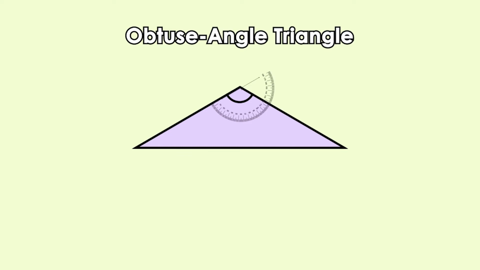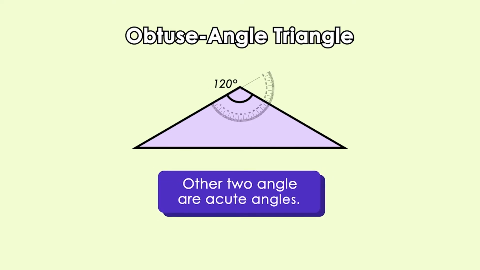As you can see, one of the angles measures 120 degrees. The other two angles are acute angles. So, this is an obtuse angled triangle.